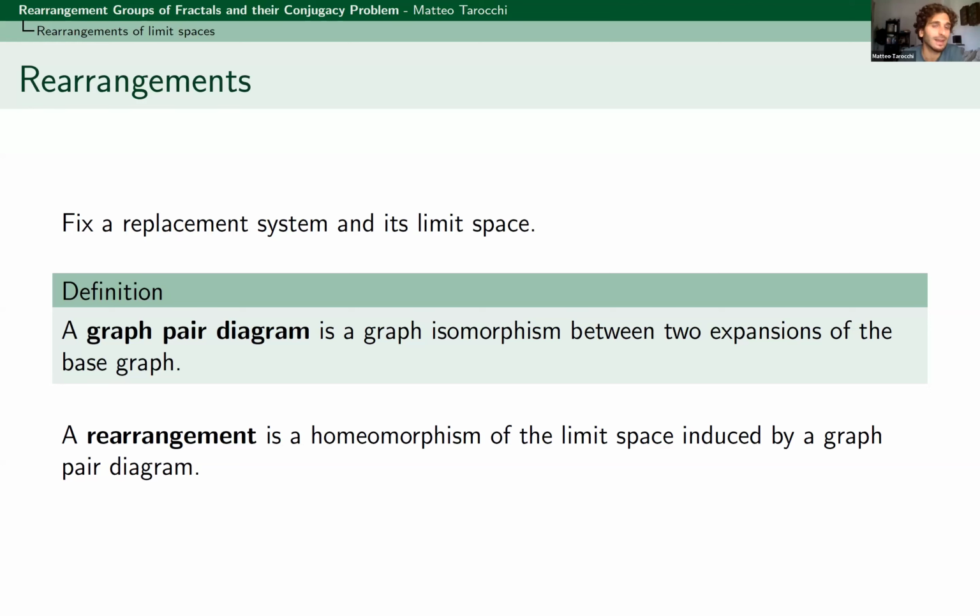Then the elements of our group are going to be determined by graph pair diagrams, which are graph isomorphisms between expansions of the base graph. By expansion, I simply mean that you take the base graph and you replace a few edges finitely many times. As many times as you want, but finitely many times. So if you do this twice, in general, you would get two different graph expansions. You find an isomorphism between them, maybe, you fix that. That is a graph pair diagram. And the element that we actually call a rearrangement, represented by a graph pair diagram, is a homeomorphism of the limit space that is induced in a very natural way by this.